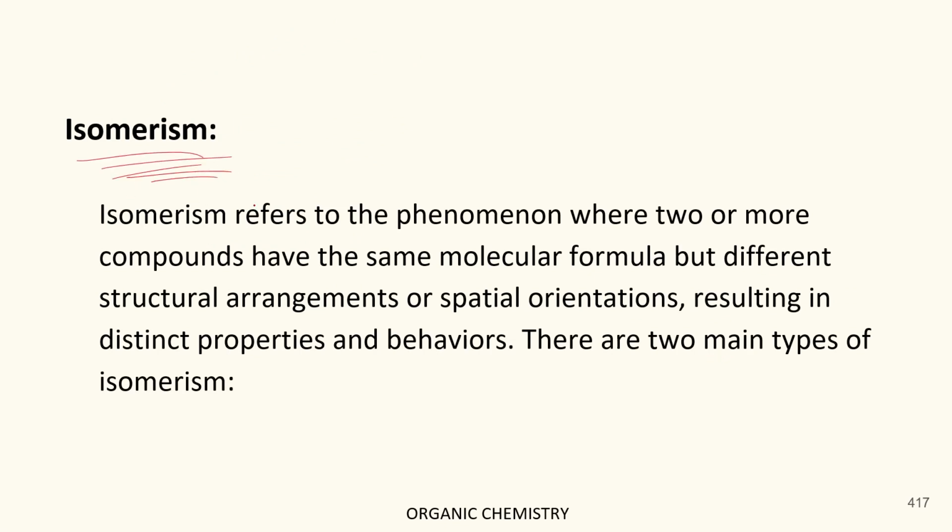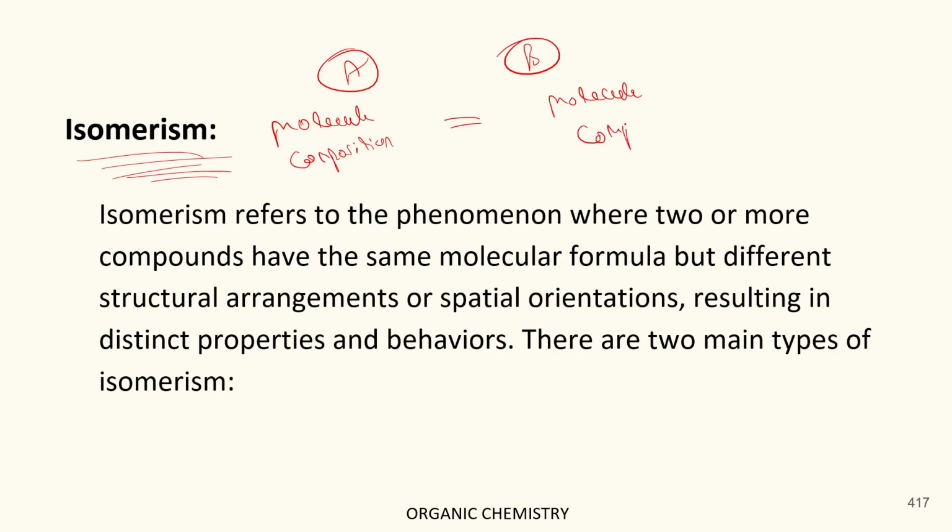Let's move forward. Now we have the topic of isomerism. So basically, what do you mean by isomerism? Isomerism refers to the phenomenon where two or more compounds have the same molecular formula, like A and B having the same molecular formula, meaning the molecular composition of this will be equal to the molecular composition of this one. Okay, but different structural arrangements or spatial orientations.